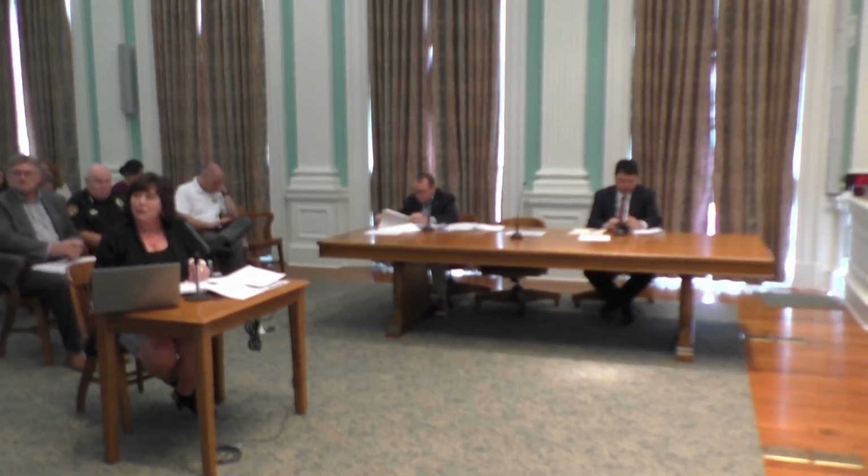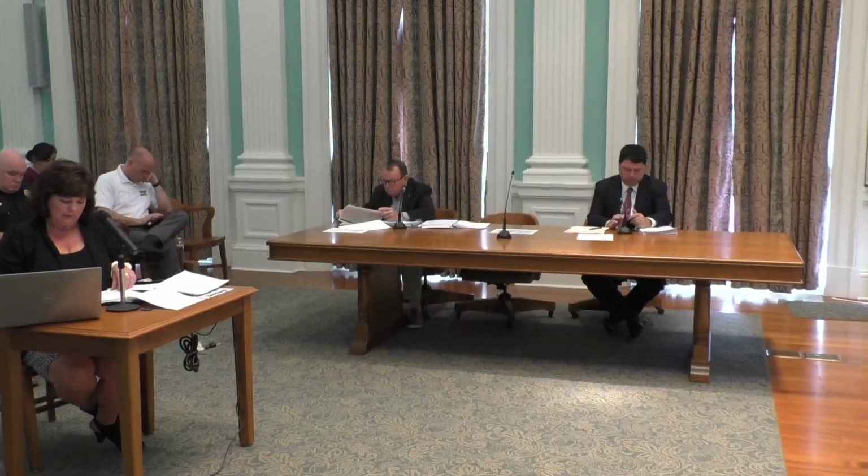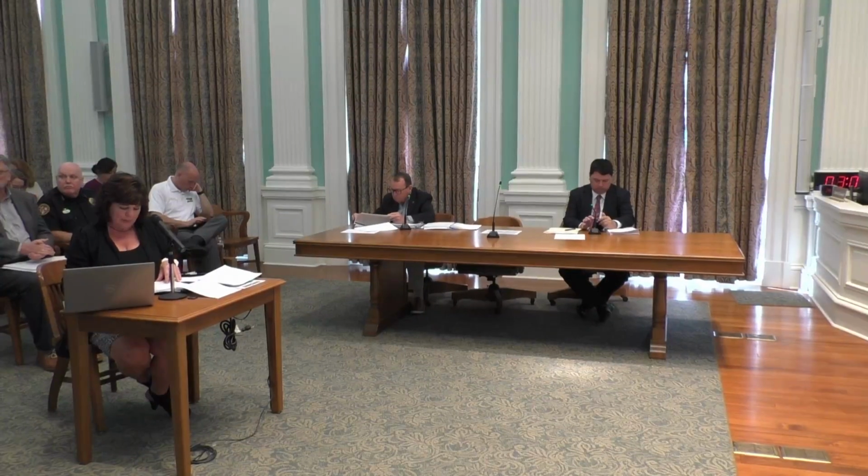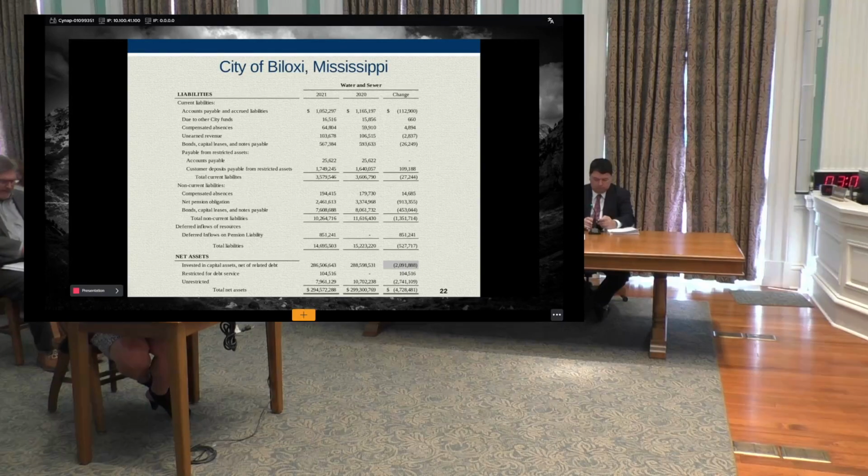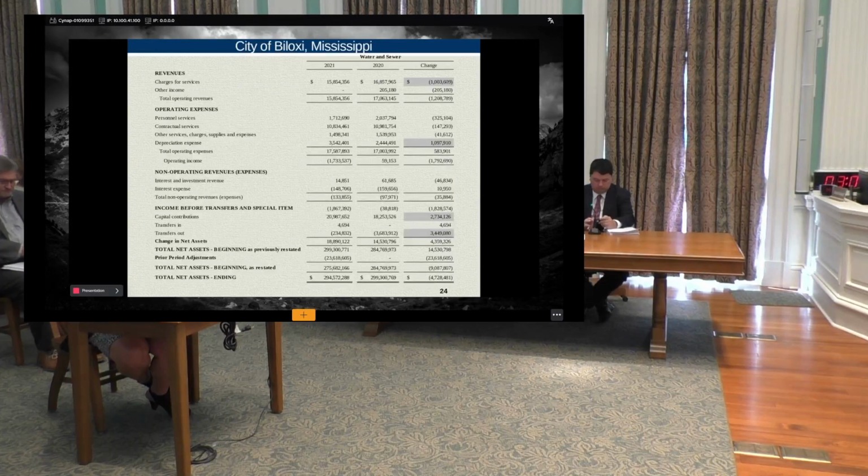And the only other thing, we're on page 22, we're looking at the outstanding liabilities, very similar to the prior year, but at the bottom of the page, you'll see your investment in fixed assets is decreasing, and that's because assets are depreciated over their useful life and over time. Page 24 are the revenues and expenses for the water and sewer fund. And that's where you see that depreciation expense increase over the prior year. You'll also notice the capital contributions at the bottom of the page, which are related to projects funded by FEMA grants, and that's what that represents.